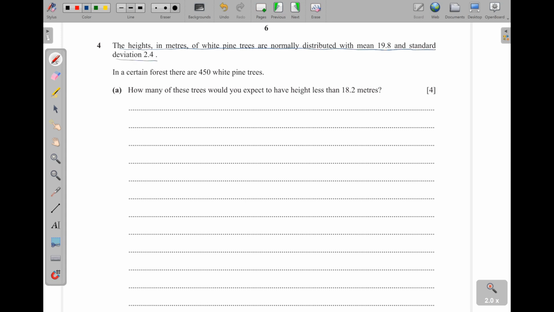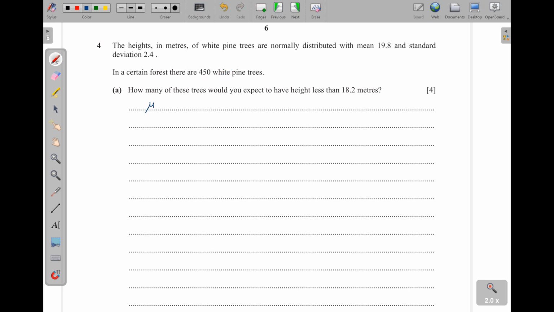Number 4, the heights in meters of white pine trees are normally distributed with mean 19.8 and standard deviation 2.4. In a certain forest, there are 450 white pine trees. How many of these pine trees would you expect to have a height less than 18.2? So here I need to first find a probability, then after I multiply by 450.